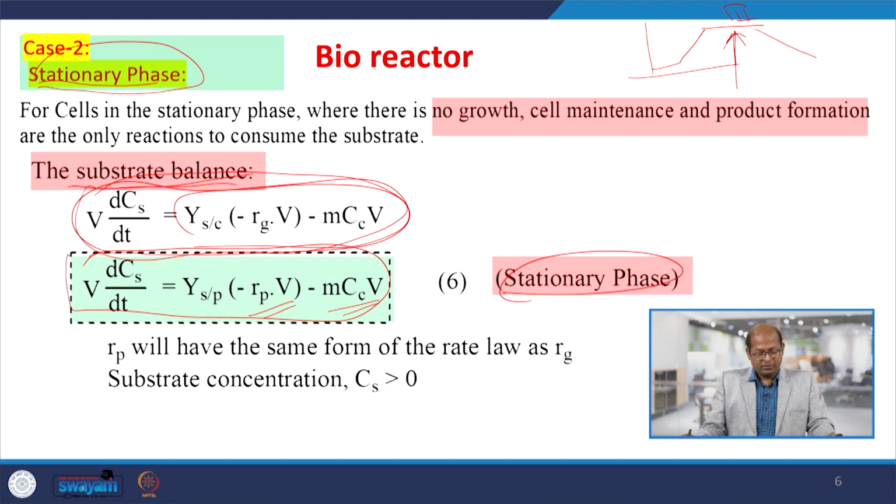So, Rp is the rate of product formations. Here Rg is the rate of cell formations, and here is the rate of product formations or rate of product disappearance. That way, the equations are the same, but here is the rate of formation of new cells and here the rate of product formations we have written, and at the same time yield coefficients also in both the equations are different. This is for stationary phase, the rate of change of the substrate from the mass balance for this bioreactor we have done.